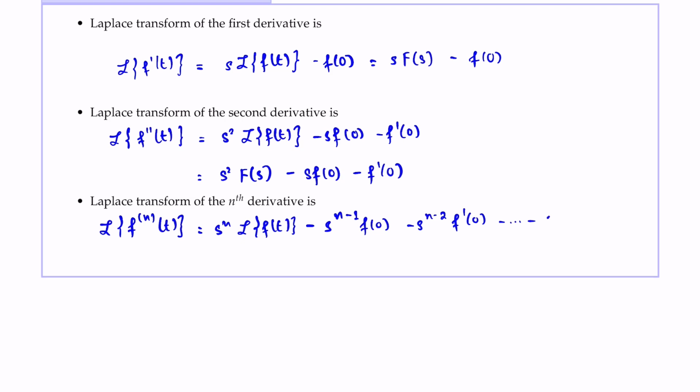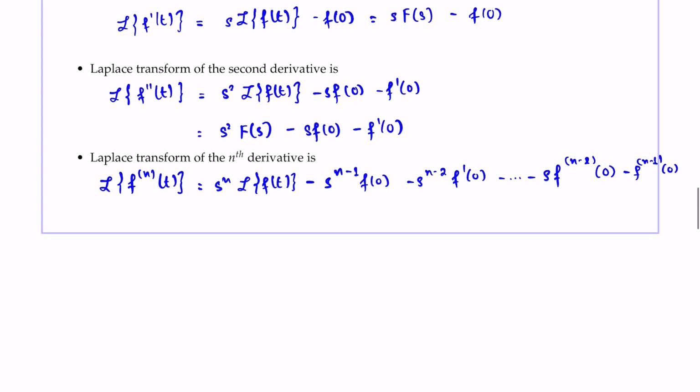And you go down to s times the n minus 2 derivative of f at 0. And then the last one is the n minus 1 derivative. For shorter notation, the Laplace transform of the nth derivative is s to the n times capital F of s minus s to the power n minus 1 times f of 0 minus s to the n minus 2 times f prime of 0, and so on.